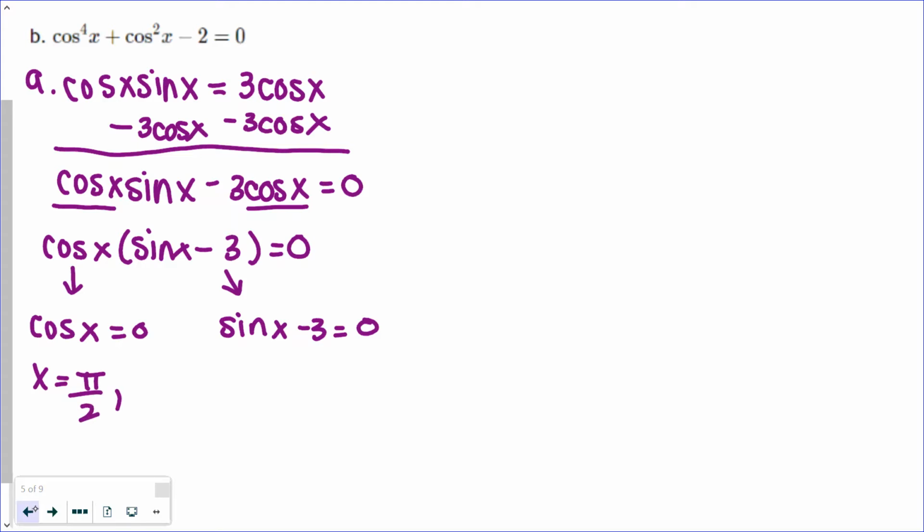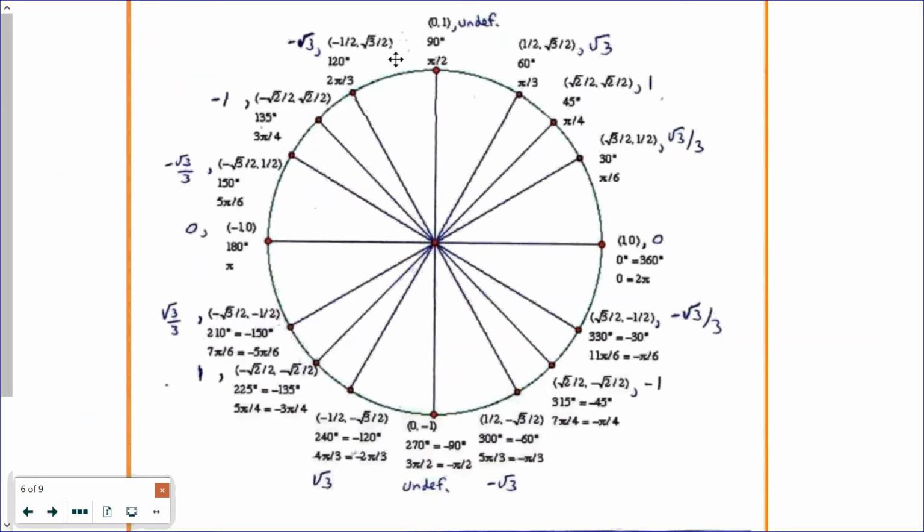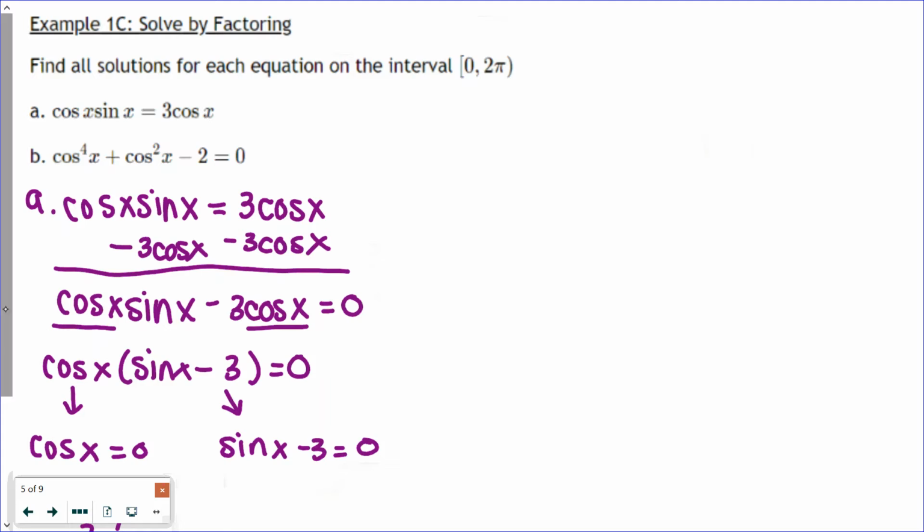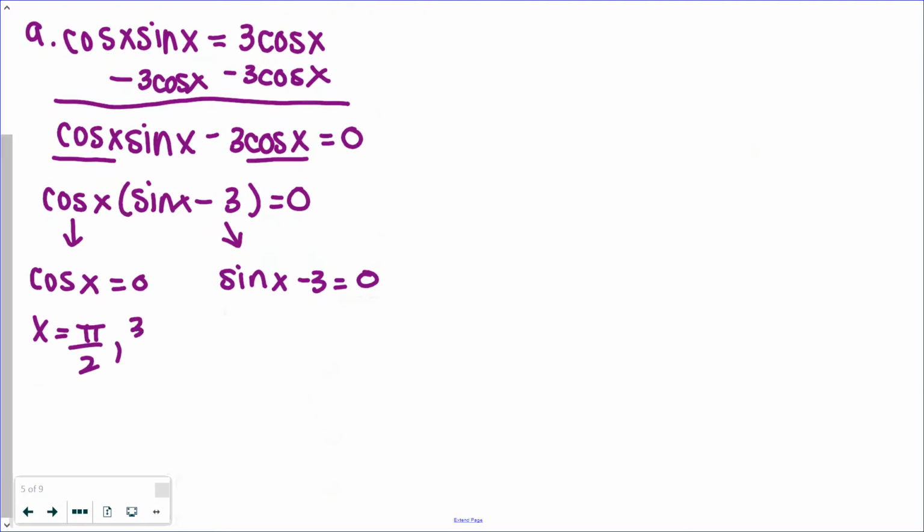Now let's see if we can find another one. Keep going around our circle, looking for where cosine is 0. Still haven't found it. Still looking. Here it is, 0. And that happens at 3 pi over 2, directly across from that top one we found earlier. So that's my second solution, 3 pi over 2.